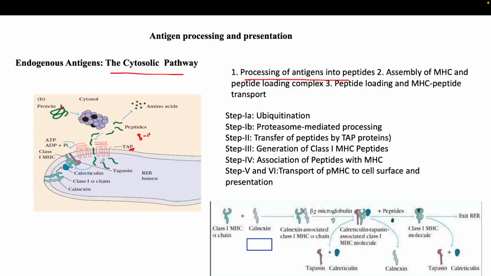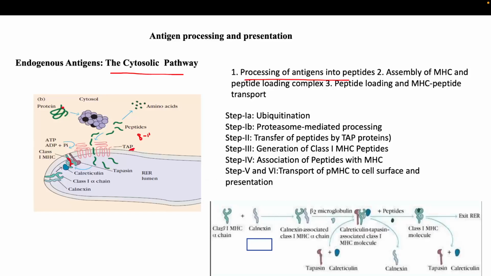inside the endoplasmic reticulum. Okay, so once this peptide comes inside the endoplasmic reticulum, there is already the MHC1 molecule present here, this green one. Okay, the MHC1 molecule is already present and stays there with the help of chaperones, that is calreticulin, calnexin, and one more thing, tapasin. Okay, and this is the complete mechanism of how it works.